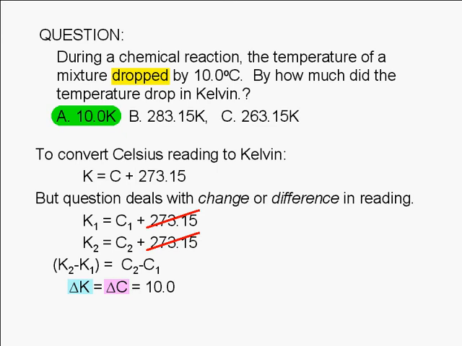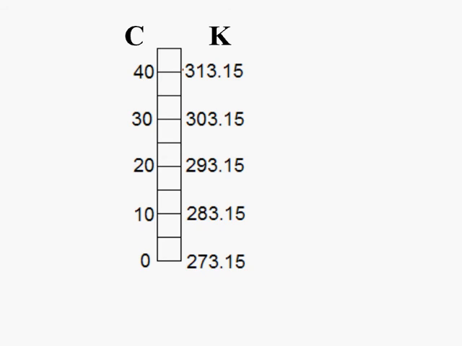Confused? Consider the figure shown here, which puts the Celsius and Kelvin scales side by side. Note that 0 degrees Celsius corresponds to 273.15 Kelvin, and that 10 degrees Celsius corresponds to 283.15 Kelvin. A change of 10 degrees Celsius corresponds to a change of 10 Kelvin. From 273.15 to 283.15, the change is 10.